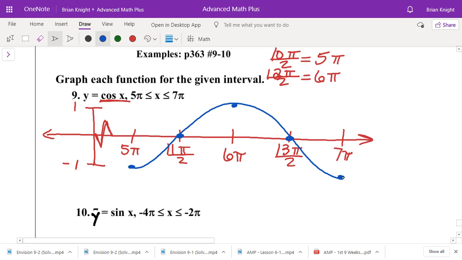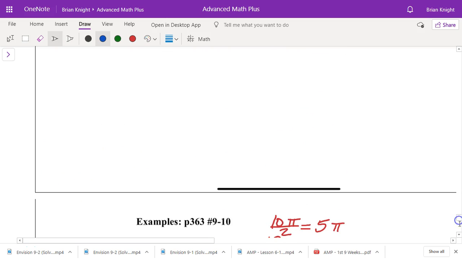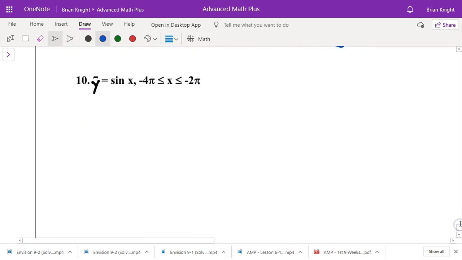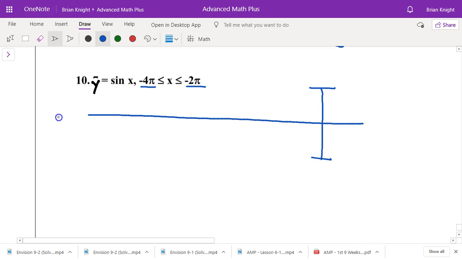10, okay? 10 is the same thing, but it's sine, and we have a different interval, okay? So sine, again, I'm going to draw my graph. Notice, what's my interval this time? -4 pi to -2 pi. So this time I'm going the other direction, okay? I'm going this way. What's the highest point it's going to be? 1. -1. I'll make my little break.